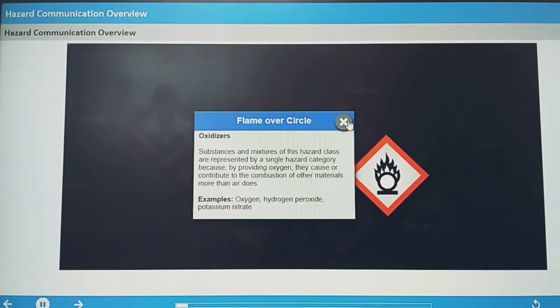The flame over circle pictogram identifies materials known as oxidizers. Substances and mixtures of this hazard class are represented by a single hazard category because by providing oxygen, they cause or contribute to the combustion of other materials more than air does. Materials bearing the flame over circle pictogram include oxygen, hydrogen peroxide, and potassium nitrate.